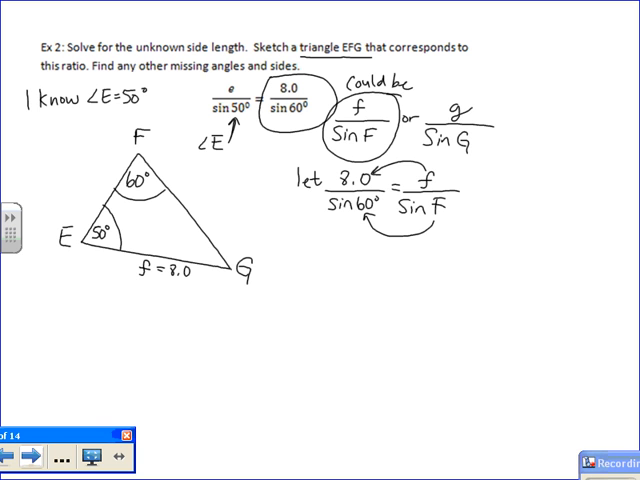All right, great. I can also label the rest of my triangle now. The side length across from angle E over here is going to be side length e, and the side length across from angle G over here is going to be side g. So I've gone ahead and labeled this. Now we can use the sine law and solve for the rest. Let's go ahead and do that.